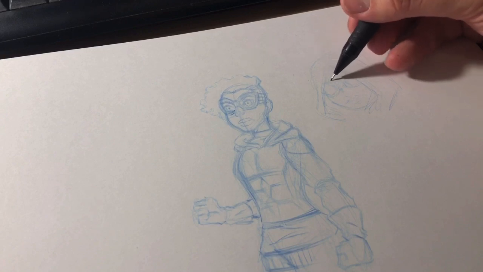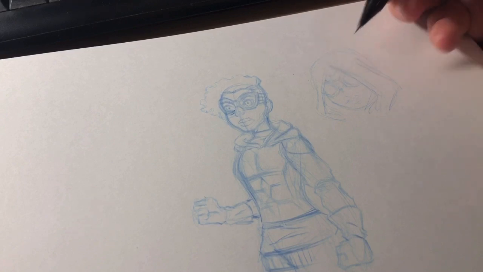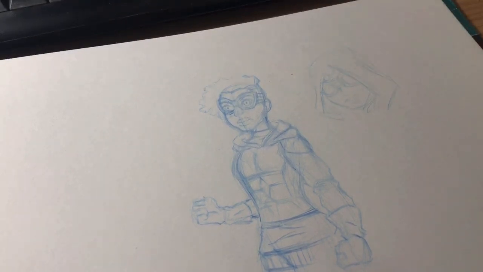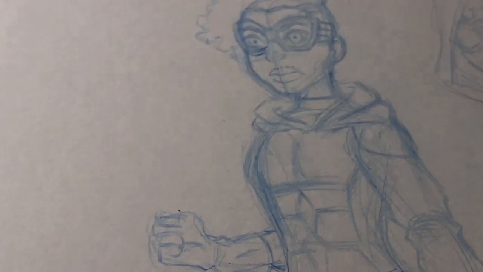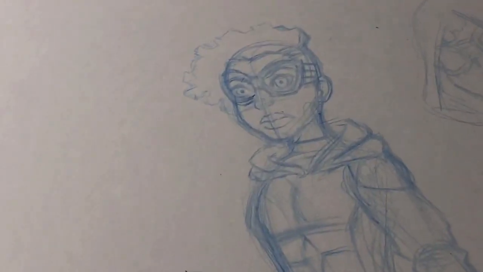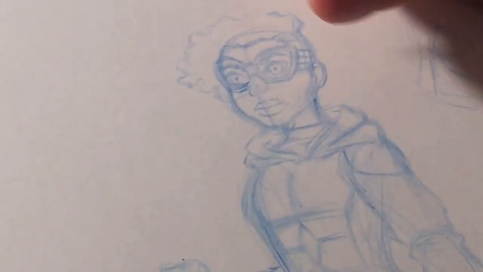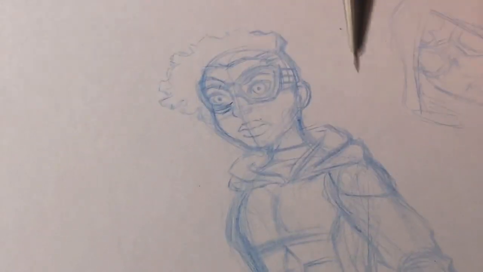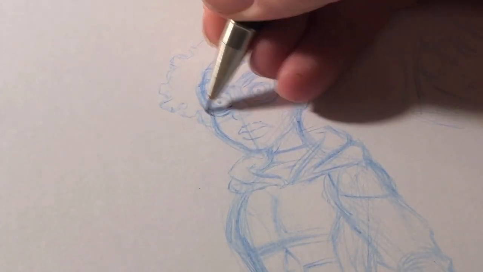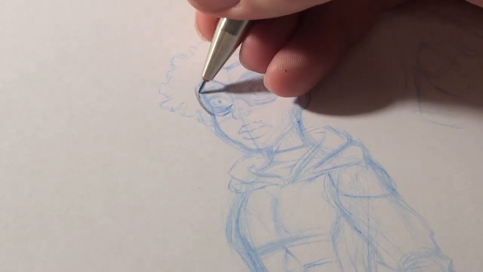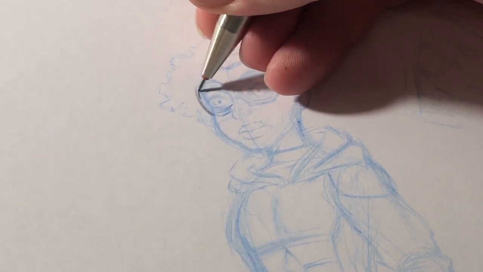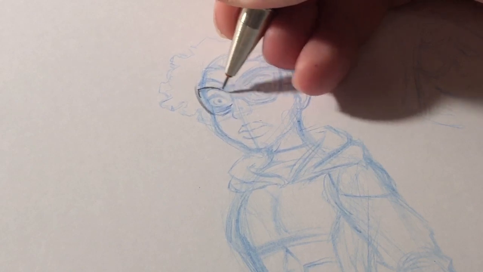You know, it just gives them more avenues to shake a character up a little bit. Right, so next we're going to move on to the penciling stage. Okay, so this is where you add some more detail into it. So just remember what you're drawing.